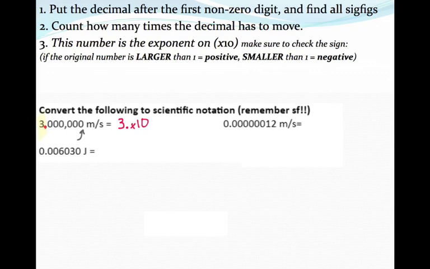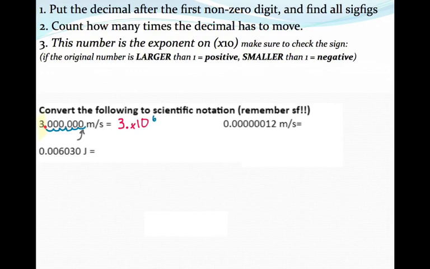And now I just need to figure out what that exponent is going to be. I'm going to count how many times my decimal had to move in order to get from where it was starting to where I now put it, and that is 6 times. So I know this number is going to be a 6 up here. And then I look at my original number and go, yeah, that's a lot bigger than 1. So that is going to be a positive 6. We don't have to write the plus sign, but it is not going to be negative.